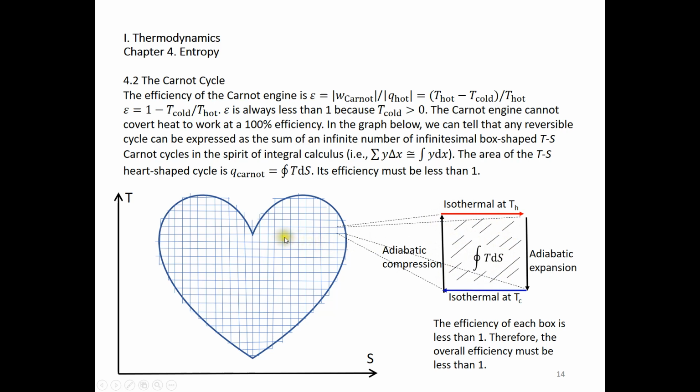So again, in the end, an arbitrary reversible process can be decomposed into a sum or a combination of Carnot cycles, and therefore in the end the efficiency of any reversible process should be less than 1. In each of those rectangles the efficiency is less than 1, so overall the efficiency is also less than 1. And again, this Q Carnot of this arbitrary process is simply the sum of the areas of all rectangles in this graph.